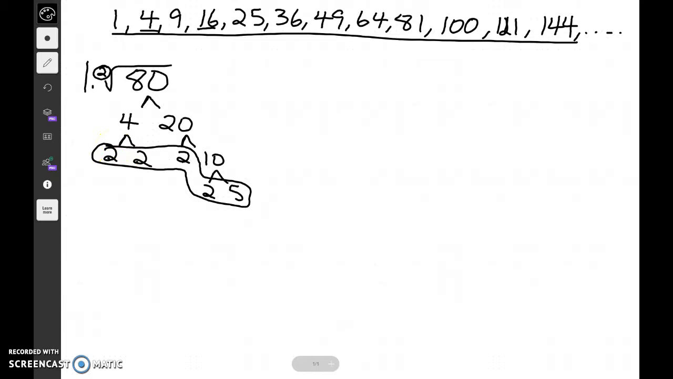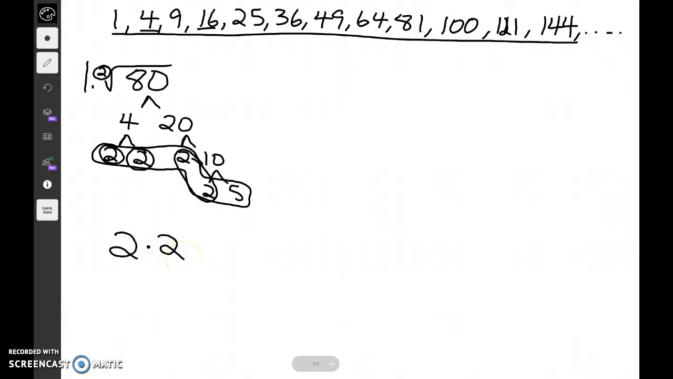So when I look at them, how many pairs of 2's do I have? Well, I'm going to circle them. I have 1, 2, so there's a pair. So if I have a pair, I'm going to write that down, 2. Okay? Then I'm going to go over to my next one, and I have 2 pairs of 2's. So if I have 2 more pairs of 2, I'm going to write that down, times 2.